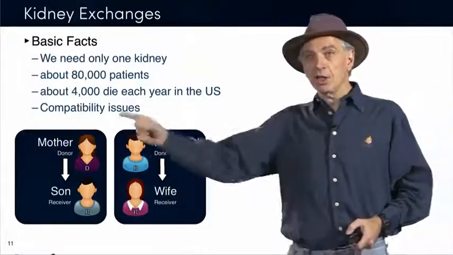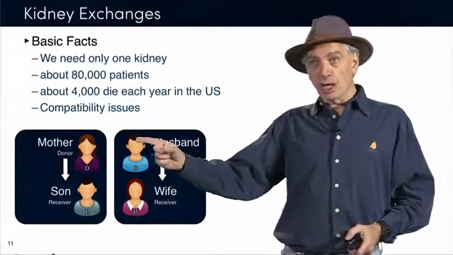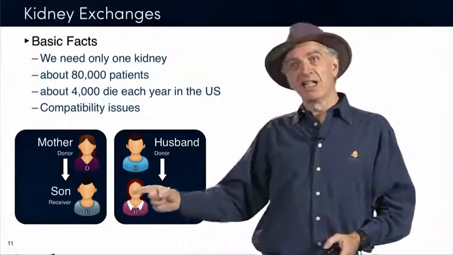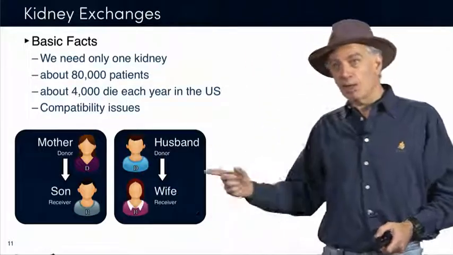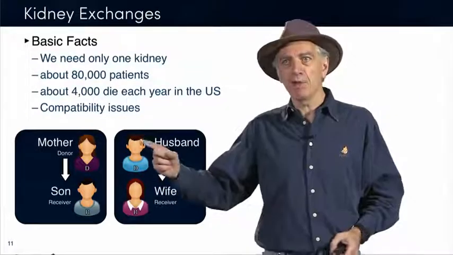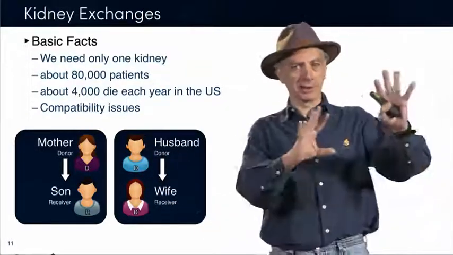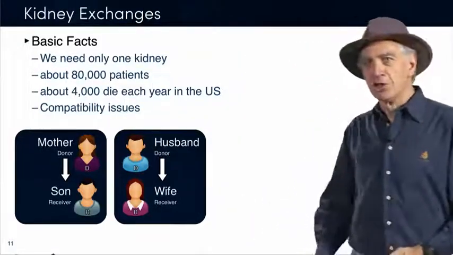On the other hand, my wife may need a kidney, and I may be willing to give one of my kidneys to my wife. But once again, I may not be compatible with my wife, at least from a kidney standpoint. So what can we do?